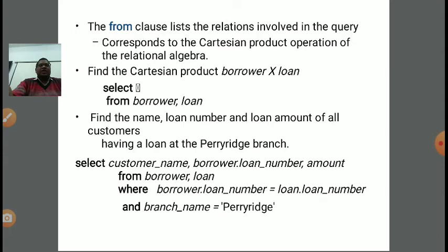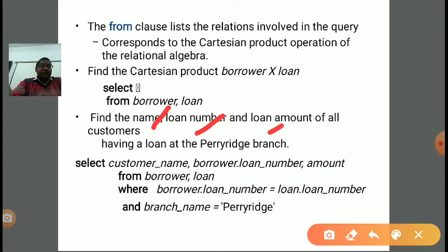Now see, find the name, loan number and loan amount of all customers having a loan at the parish branch. So here we require the customer name, loan number and loan amount. If you see, name is present in the customer table, right? Loan number and loan amount are present in the loan table, and parish branch means it is related to branch. Okay, so we know that branch name and customer name are present. If they are taking a loan, it means it is related to the borrower table, right? Borrower table and loan table.